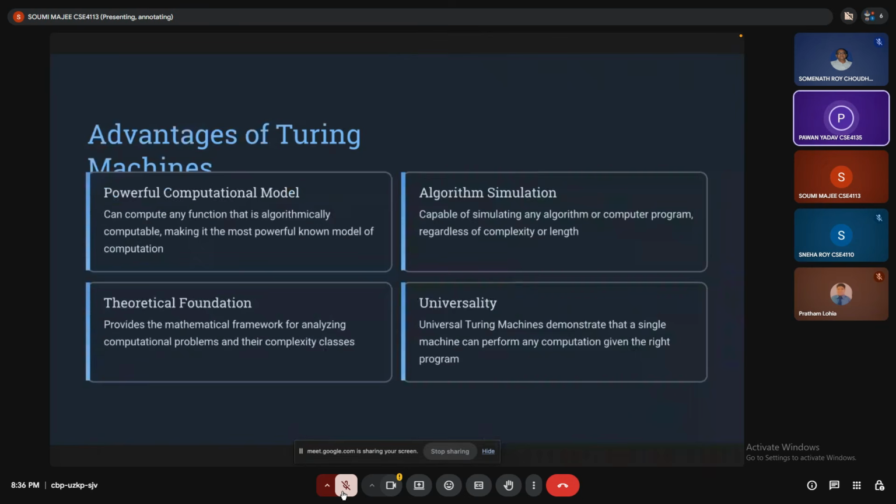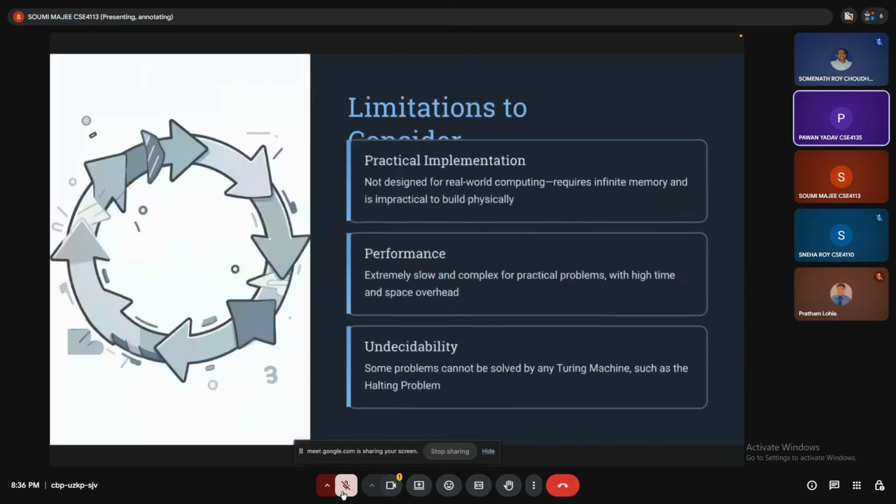There are four advantages: powerful computational model, algorithm simulation, theoretical foundation, and versatility. Next. There are three limitations. First, practical implementation: the design is not for real-world computing, it requires infinite memory and is impractical to build physically. Second, performance is extremely low and complex for practical problems. And third, undecidability: some problems cannot be solved by any Turing machine.